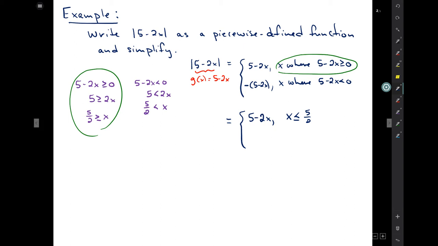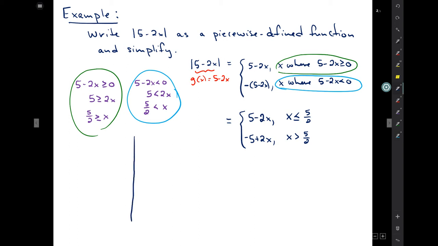And then in the other half of this, we have minus 5 plus 2x, distributing the negative sign. And this is for x greater than 5/2. And again, what I did here is I took this statement and I simplified it. Let's take another look at this visually.